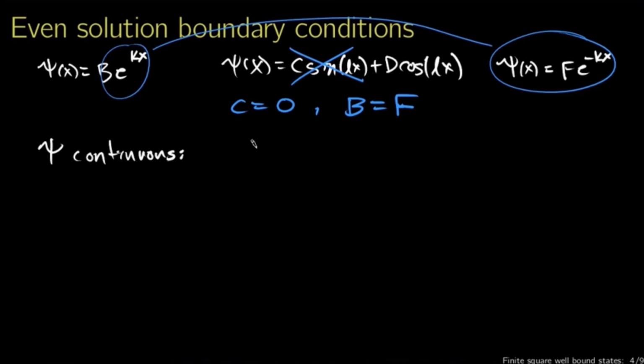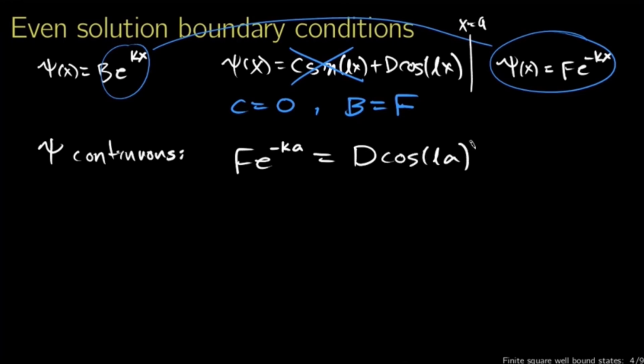What that tells us, for instance, if I look at the boundary here between the central region and the x greater than a region, is that if I plug in the boundary, x equals a, for x in this equation and for x in this equation, I have to get the same answer. So that tells us that f e to the minus ka is equal to d cosine La.